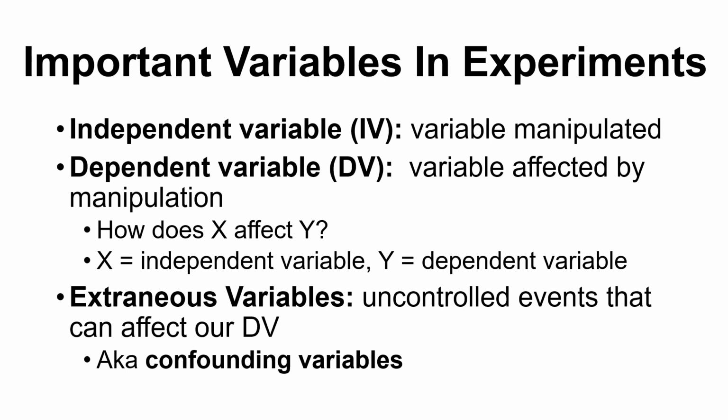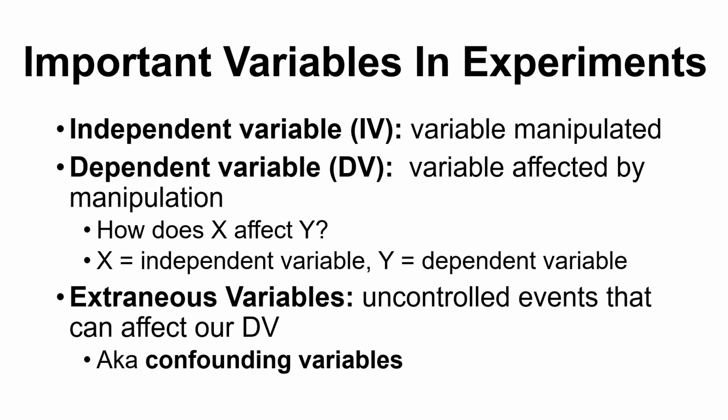We also might want to consider things like extraneous variables, which are sometimes called confounding variables. And this just means that they are extra things that are going on. They are uncontrolled events that can actually affect the outcome of our research. So a confounding variable is anything that can influence our dependent variable, anything that can cause variation in our variables that isn't directly linked to our manipulation of the independent variable.